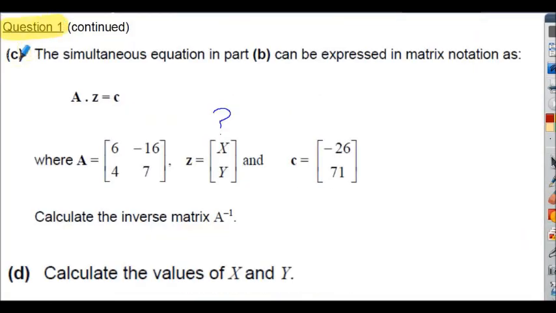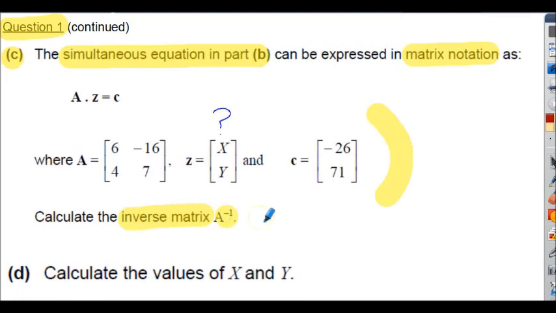Question 1 continued, part C, shown here. The simultaneous equations from part B are now expressed in matrix notation, given here. We've got to calculate the inverse matrix for part C, and for part D we've got to essentially solve for the unknowns, which are the values of X and Y. Full solution shown on the following slide.